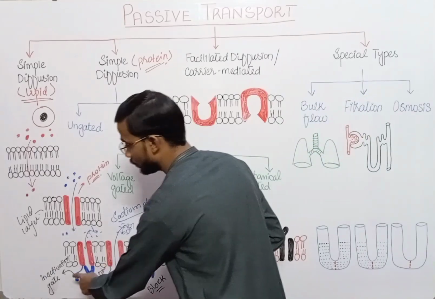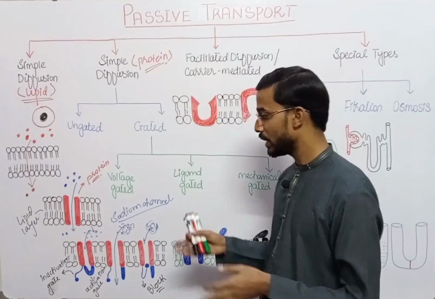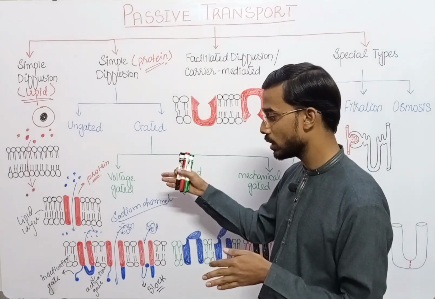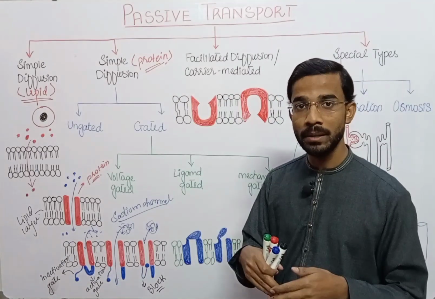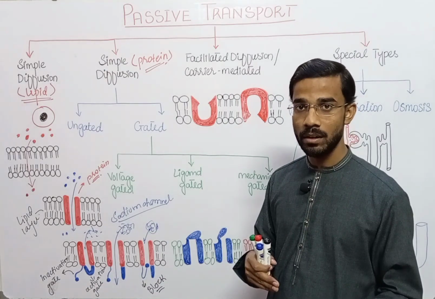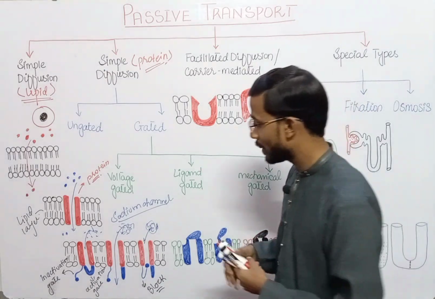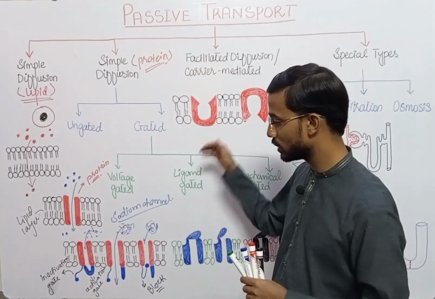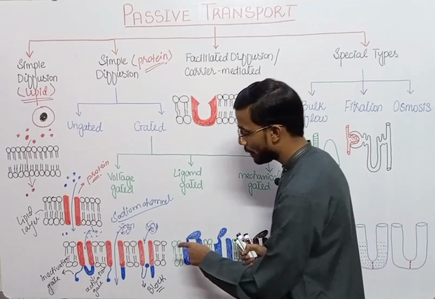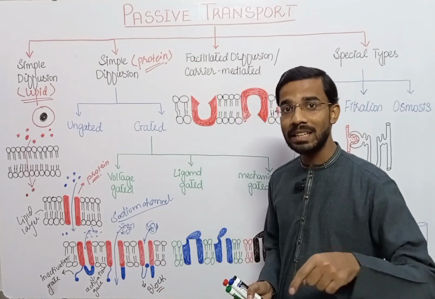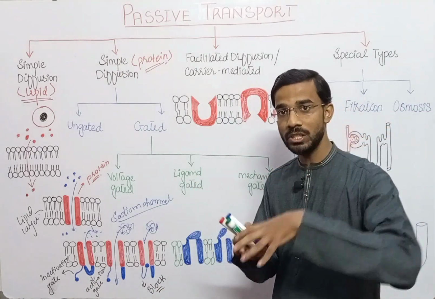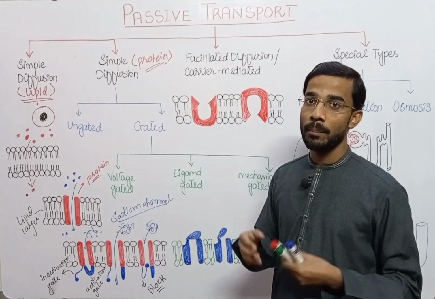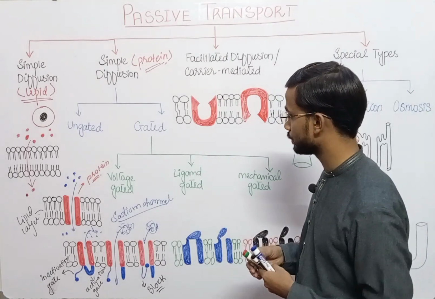First one, if the activation gate covers the channel, then the molecules cannot move into the cell temporarily. But if both the gates are open, then molecules can easily pass through the channel. But if the inactivation gate covers the channel, then the movement of the molecules will be permanently blocked.